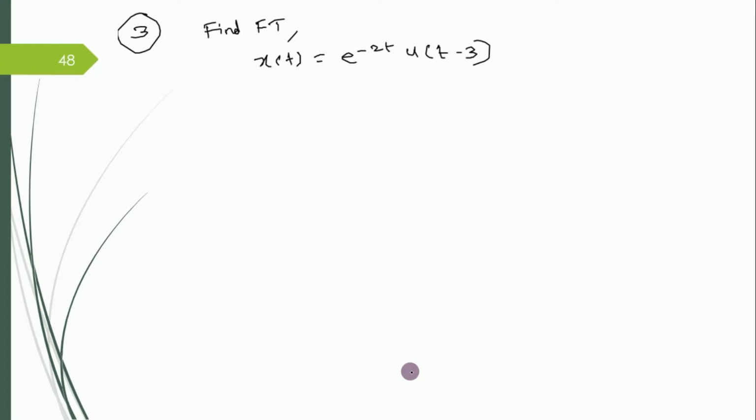Now we shall take the next one. Here you need to find the Fourier representation of the time domain signal x of t, given as e raised to minus 2t into u of t minus 3. So here what you need to do is apply properties wherever necessary. Let me just go in detail.